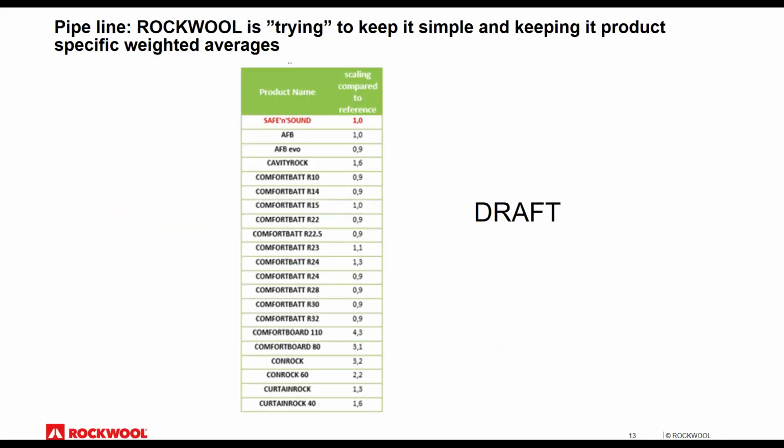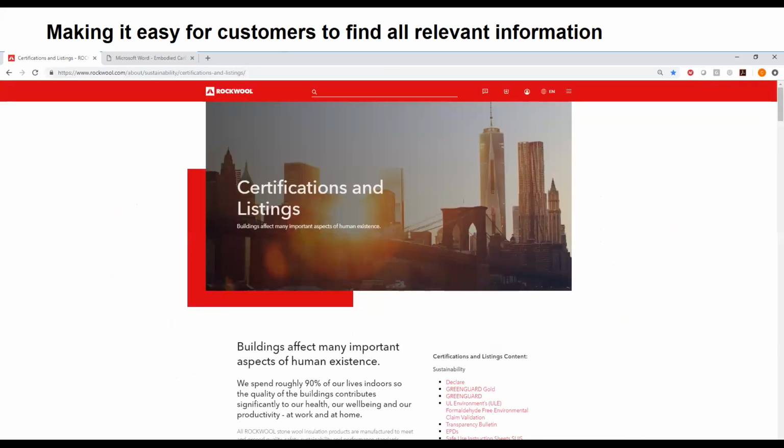For North America, we are just finalizing our product EPDs, and we're trying to make this as simple as possible. So we'll make one EPD with scaling factors, and that will cover 99% of all our products. Hopefully you recognize some of the names here. We want to make it easy for our customers to find all the information. So here is our website where you can find more if you want to know. We have Declare, Green Guard, EPDs, and whatnot.